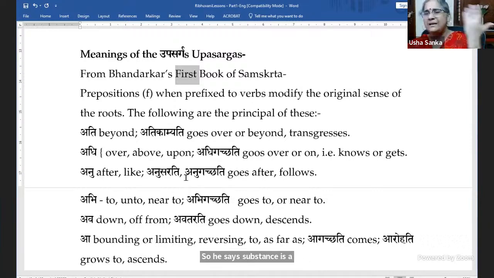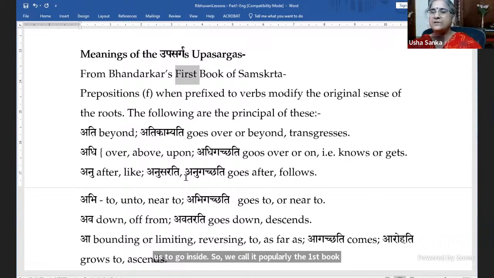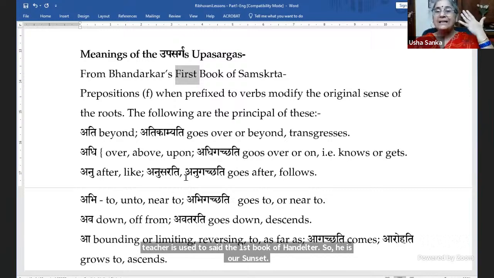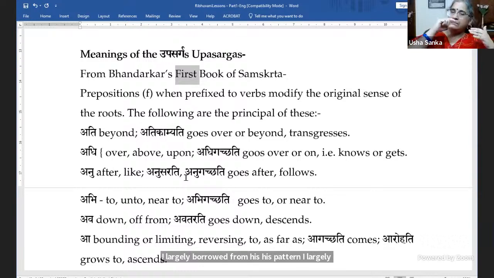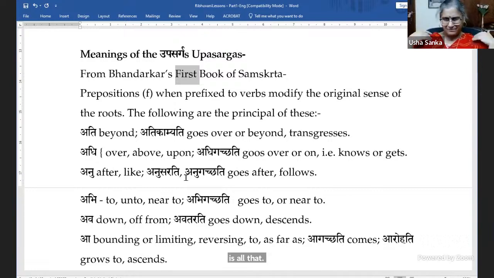So we call it popularly the first book and the second book. The first book of Samskrta actually. The full name I never knew. My teachers used to say the first book of Bhandarkar. From that book, as I told you, I largely borrowed his pattern: the lessons he arranged, the exercises he gives, the words he introduces, the footnotes he gives, all that. Only thing is that you cannot use that book directly. You have to have the help of a teacher.